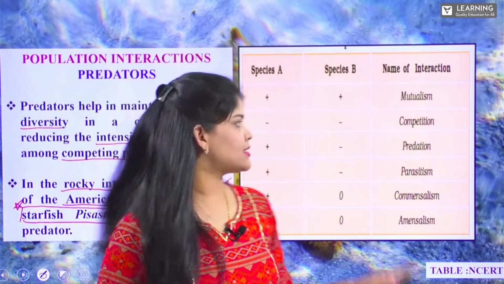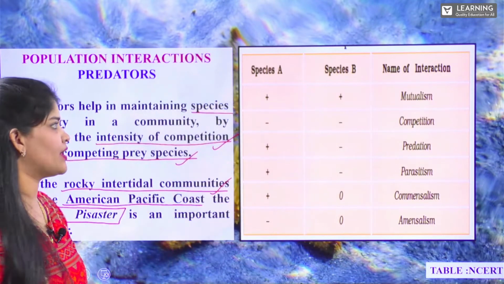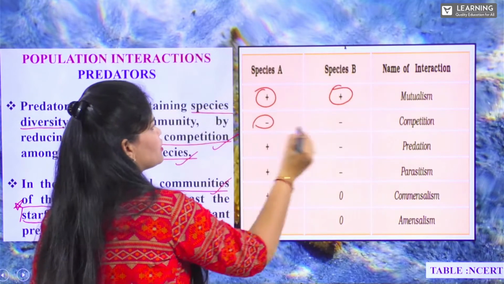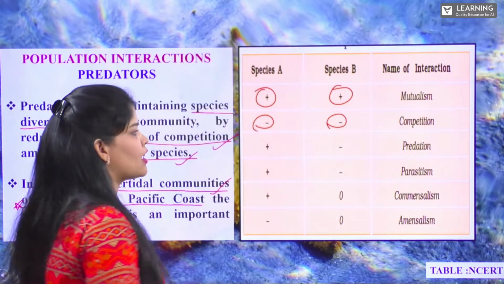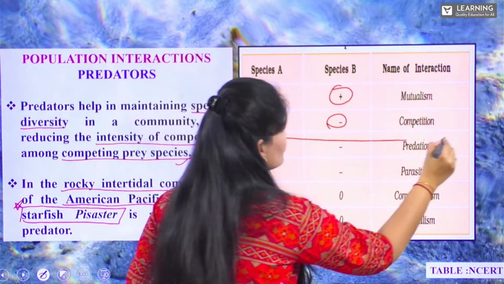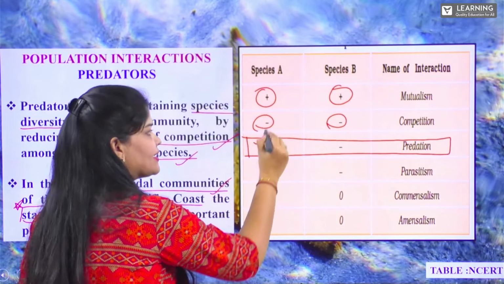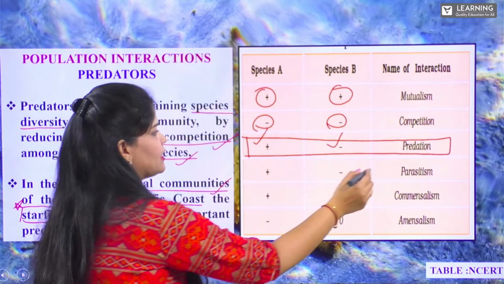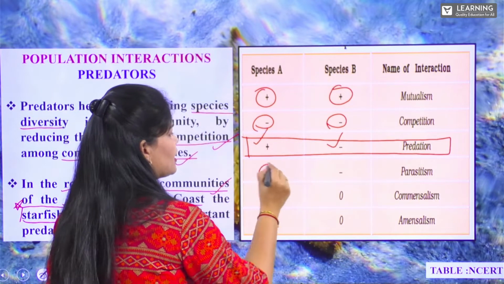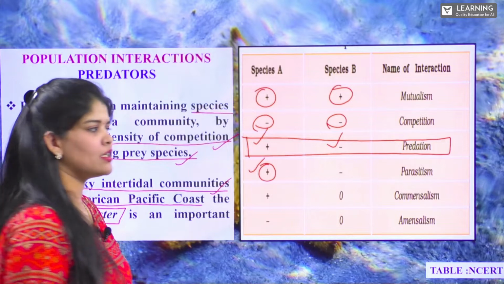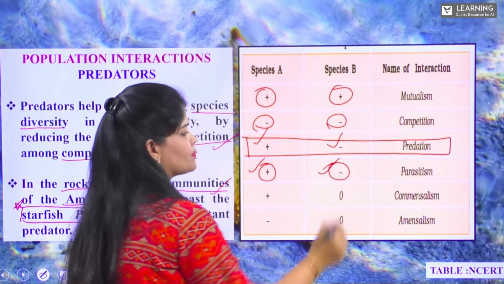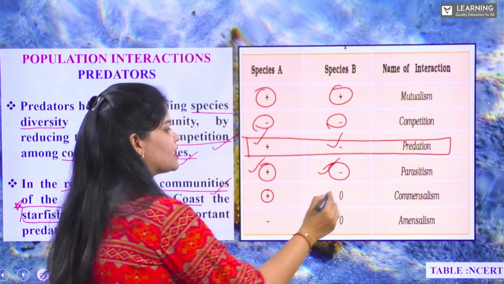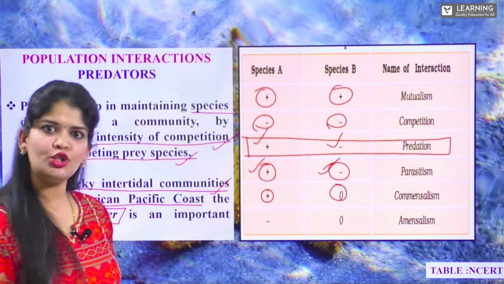Here in this table, already discussed, in mutualism both are benefited. In competition both are harmed. We are in the discussion of predation, where the predator is benefited and the prey is harmed. In parasitism, the parasite is benefited and the host is harmed. And in commensalism, one species is benefited and the other species is neutral.